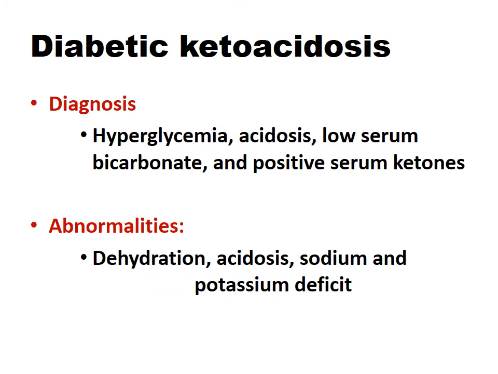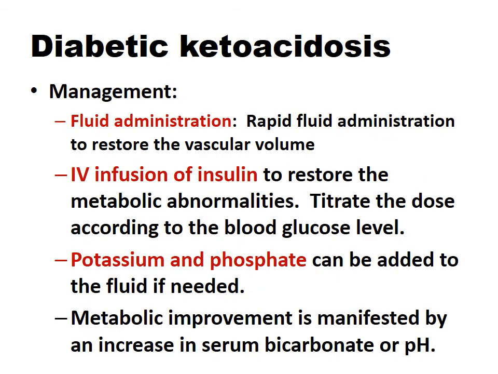Diabetic ketoacidosis is diagnosed by high level of glucose, hyperglycemia, acidosis, low serum level of bicarbonate, and presence of positive serum ketones. Abnormalities associated with diabetic ketoacidosis include dehydration, acidosis, and decrease in sodium and potassium.